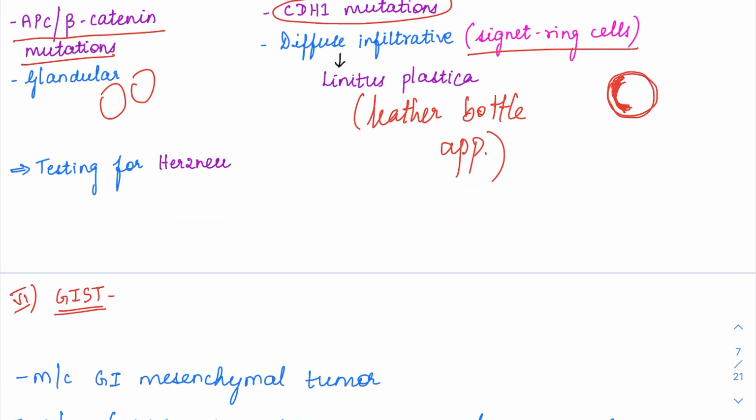It is important to test for HER2/neu in all of these GI tumors, especially the gastric tumors. Why? Because HER2/neu expression is seen in some of these tumors. So if HER2/neu is positive, you can give targeted therapy with trastuzumab. Okay, so the monoclonal antibody targeting HER2/neu is trastuzumab. We can give that for treatment.